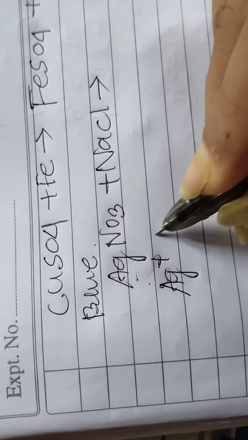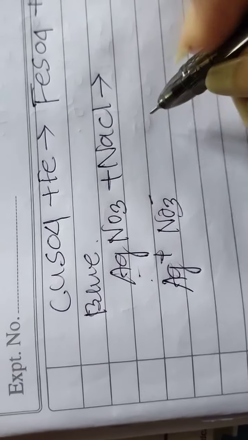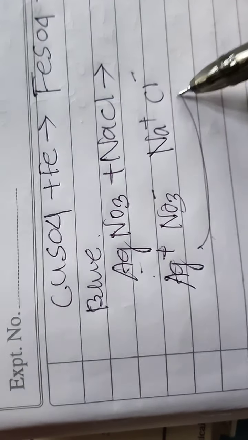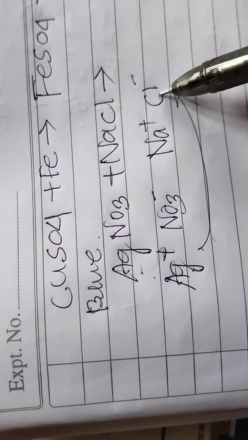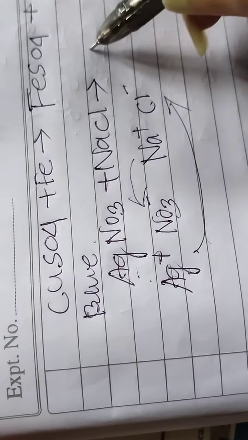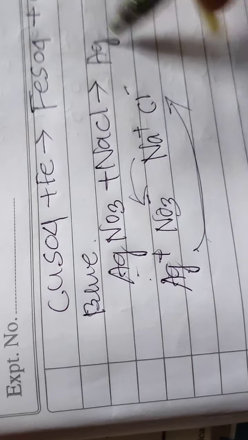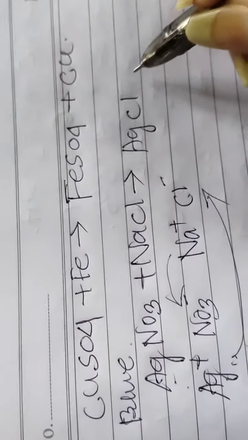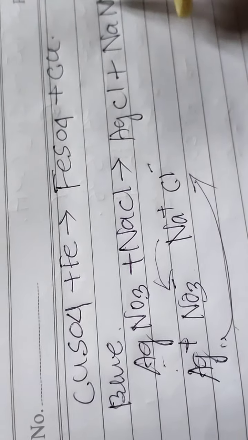So what will happen in a displacement reaction? First of all, it is ionized. This becomes positive and this becomes negative. Next, sodium is positive and chlorine is negative. Then the ions are exchanged. This positive will meet the negative and form this. So silver chloride plus sodium nitrate, NaNO3, will form.